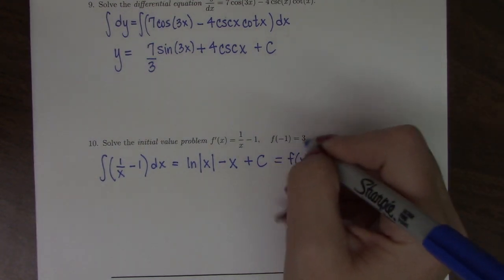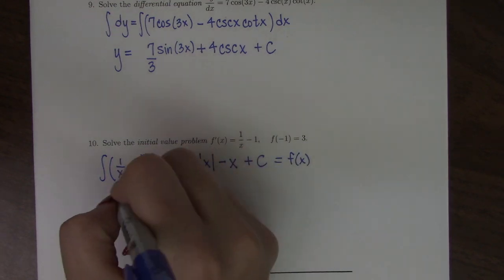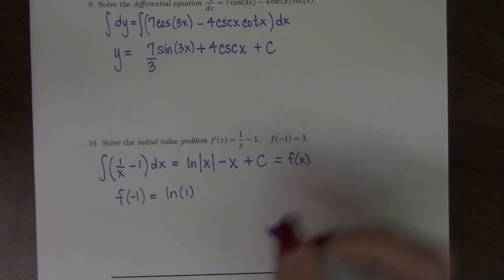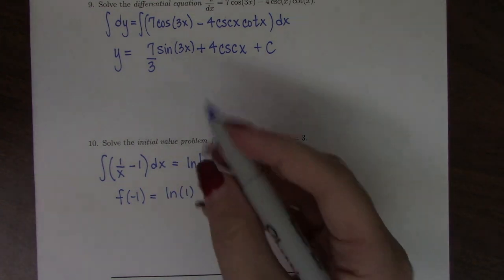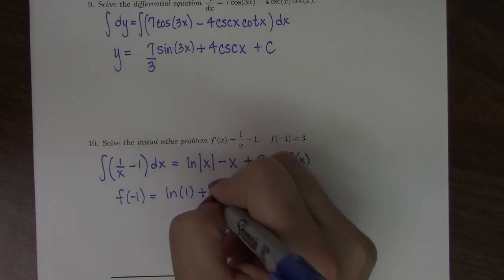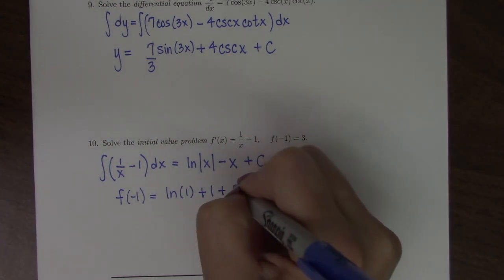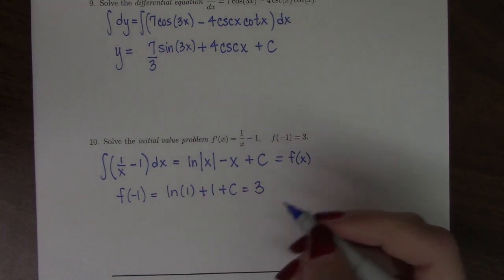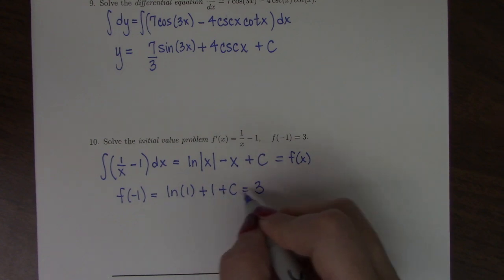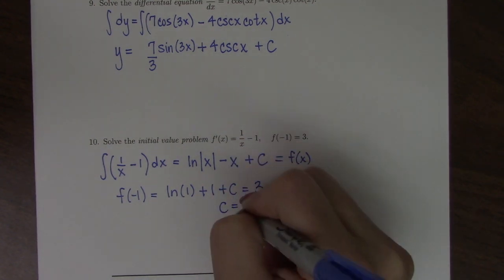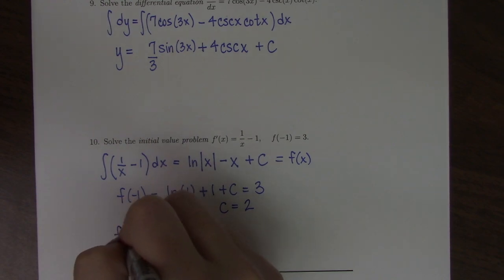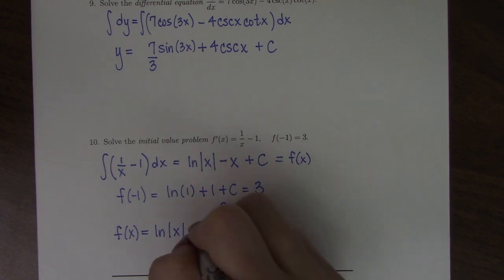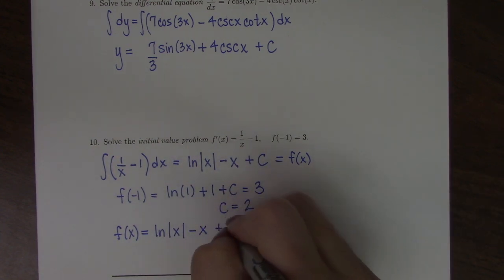Now I can find the exact solution by using this data point that I was given. So f of -1 will be the natural log of +1, because the absolute value of -1 is 1, minus a -1, so it becomes a +1, plus c, and all of this should be 3. ln of 1 is 0, so I'm just going to have 1 plus c. So c equals 2. So the final answer is f of x equals the natural log of the absolute value of x minus x plus 2.